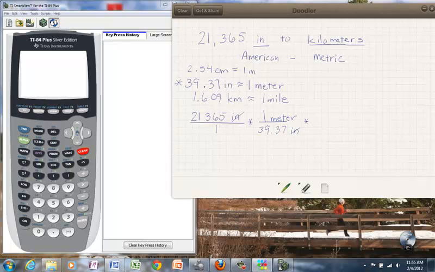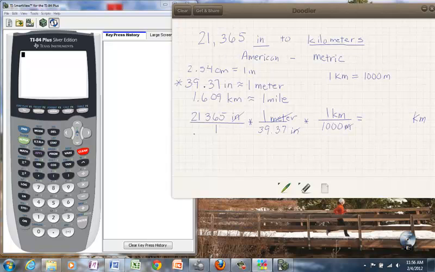I do want to get to kilometers though, so I'm looking for more conversion facts. These are both metric, and I find that 1 kilometer is equal to 1,000 meters. I want the meters to cancel. So now the only units that are left are kilometers.